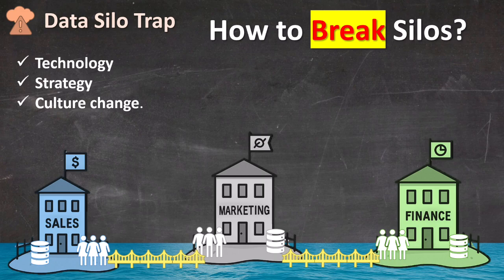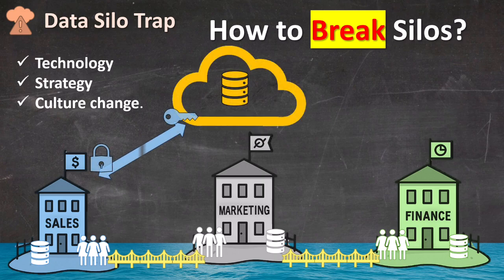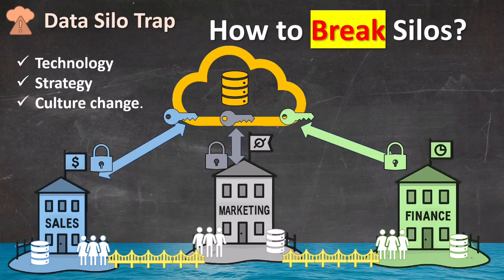On the technology side, solutions like data integration platforms, data warehouses, or lakes can centralize information from those disparate systems. Instead of many disconnected silos, you get one unified pool of data. But tech alone isn't enough. Equally important is a mindset shift. Leadership needs to encourage a culture of data sharing and collaboration, treating data as a shared asset rather than a departmental property. In other words, breaking the silo trap means both hooking up the systems and shaking up the status quo.